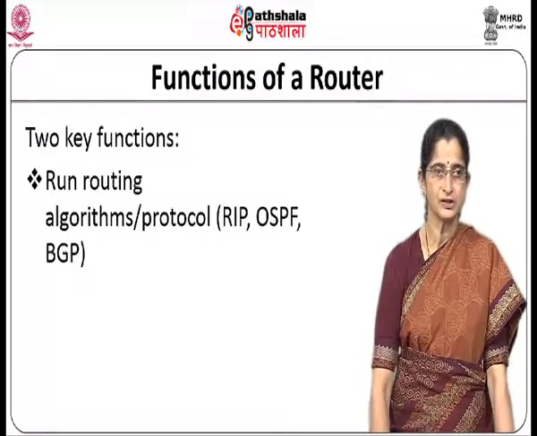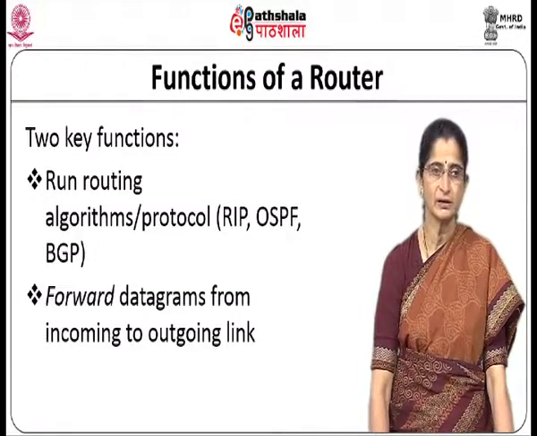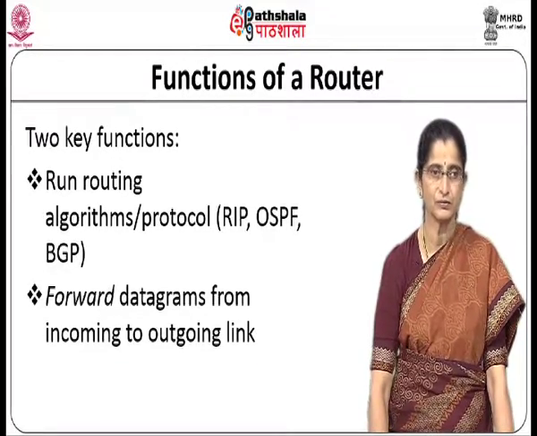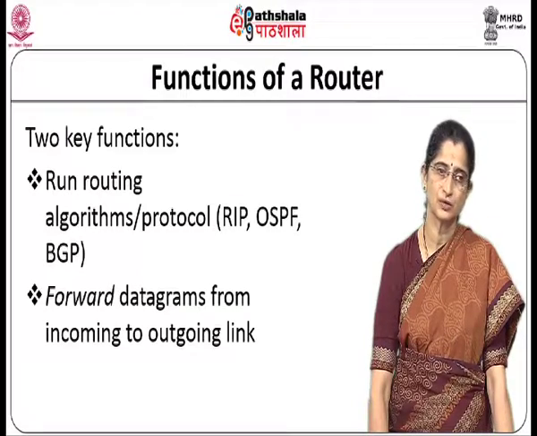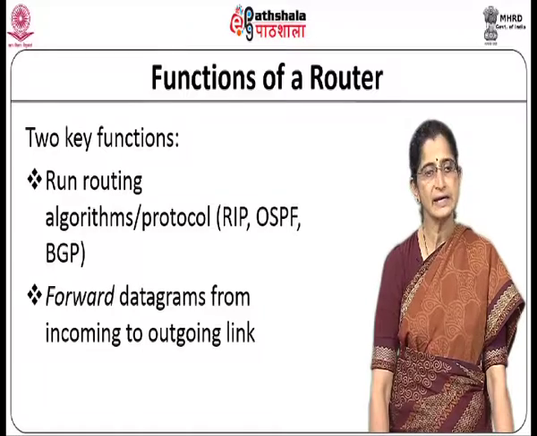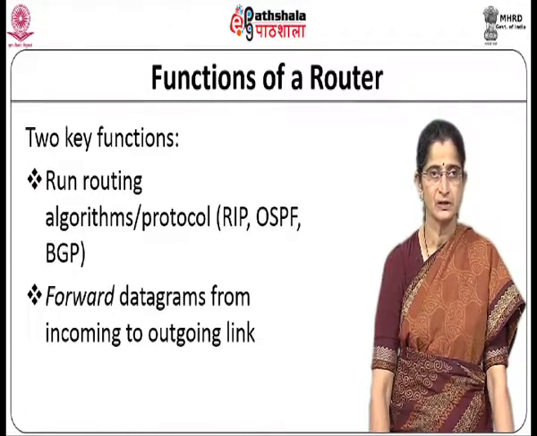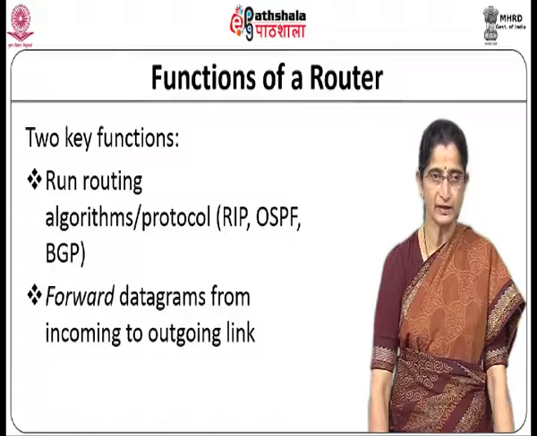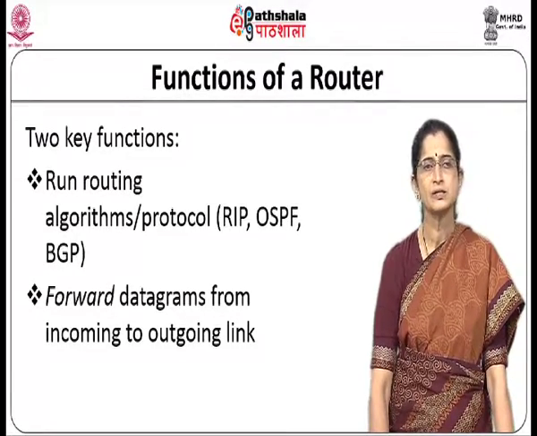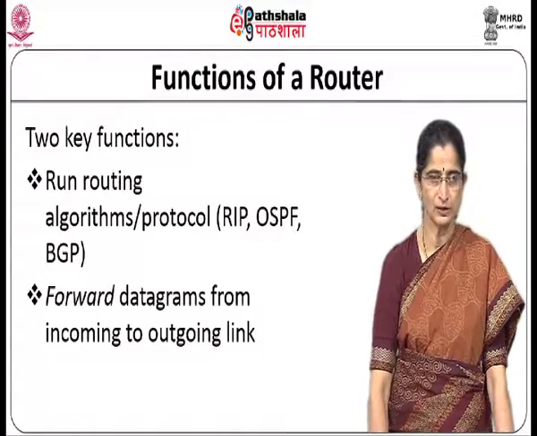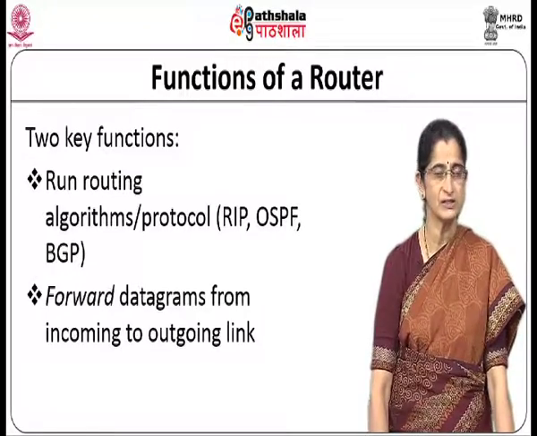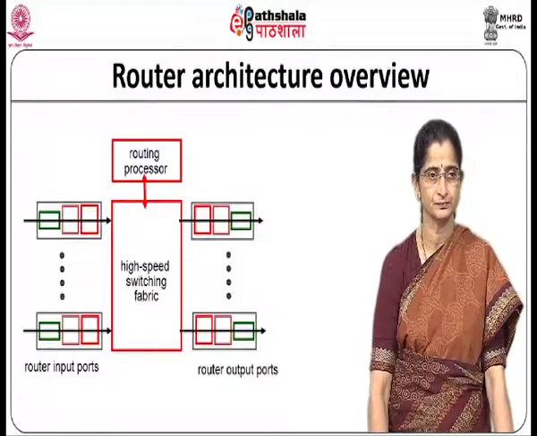So, we know that there are two functions of a router, namely routing and forwarding. Routing is about running these algorithms that we have talked about, the routing algorithms, intra-domain and inter-domain routing algorithms, RIP, OSPF, BGP and so on. And the second function that we have to do is forwarding. Forwarding is forwarding a datagram when it comes from some input link to an output link. Both these functions have to take place together in the router, and we need to look at what are the various components that are there in the router which facilitate both these functions to take place.